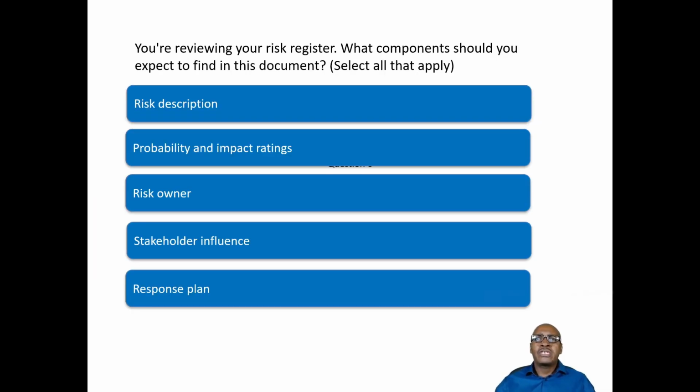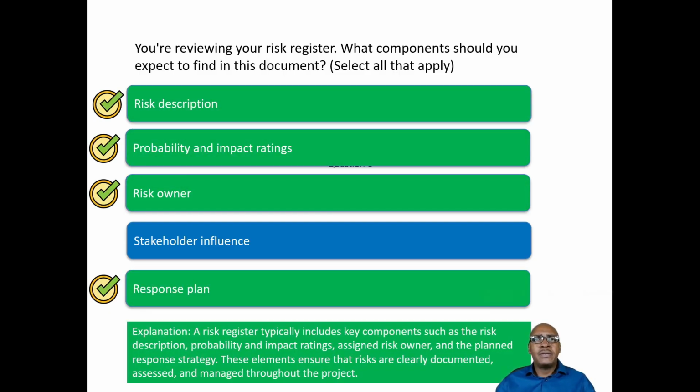You are reviewing your risk register. What components should you expect to find in this document? And we say here select all that apply. So there is more than one correct response here. What are some of the components that you would find in the risk register? That is what we are testing here. So let's see. You have the risk description, the probability and impact rating, the risk owner, and the risk response plan. You do not find stakeholder influence in your risk register.